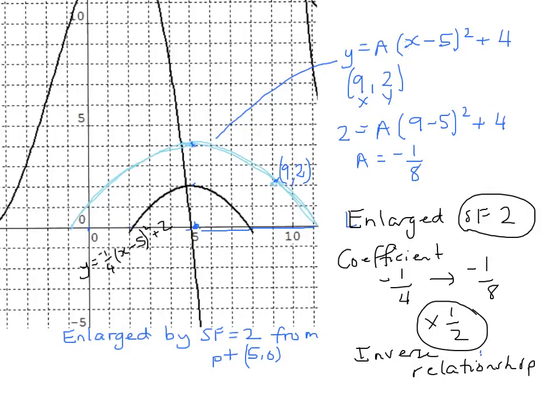So have a look also, you can try this on other graphs. When you multiply the graph by a scale factor, what's the effect on the coefficient? Is that general? Can you generalize that for all graphs? And that's the excellence part of the question.